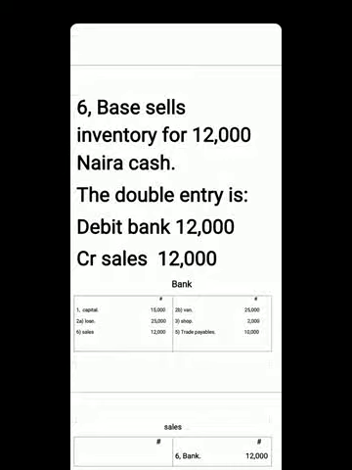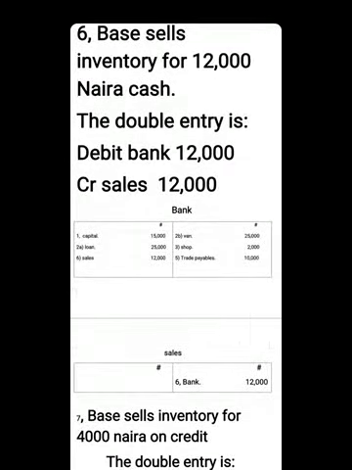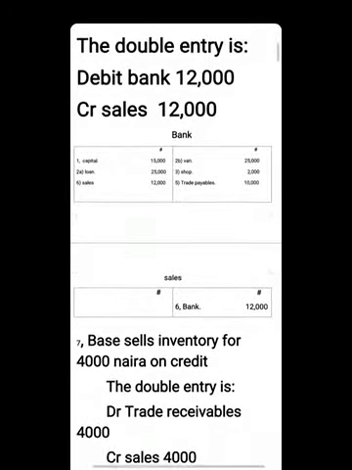Base sells inventory for 12,000 naira. That means we debit bank and then we credit sales. Remember, in double entry, we have to have two accounts where we debit one and then we credit the other. Now, these are the accounts. Bank is being debited and then sales is being credited. That is sales 12,000 naira, bank 12,000 naira.